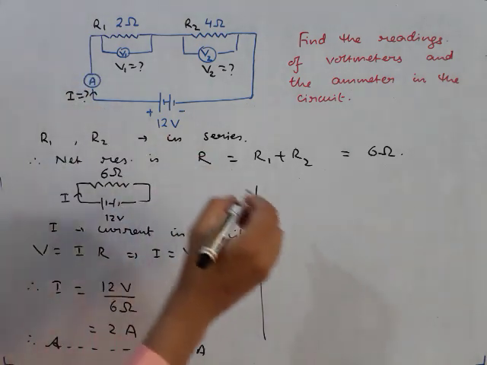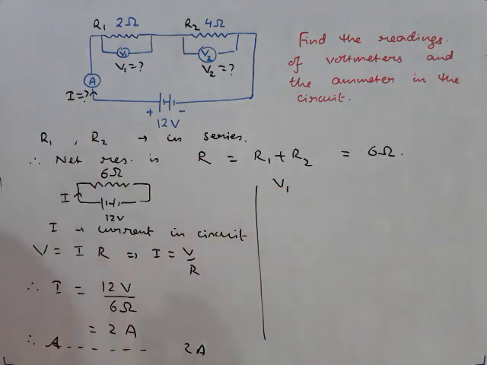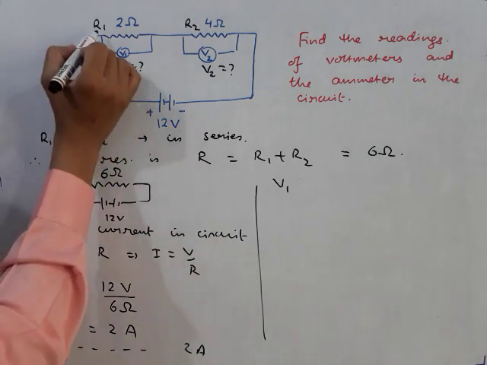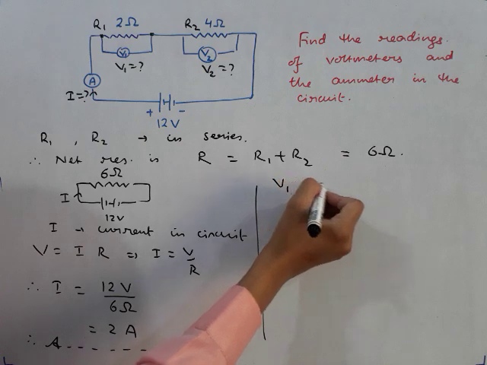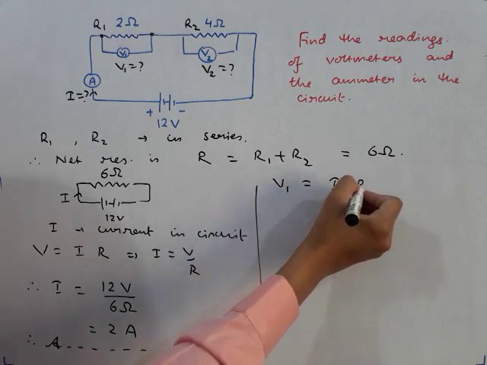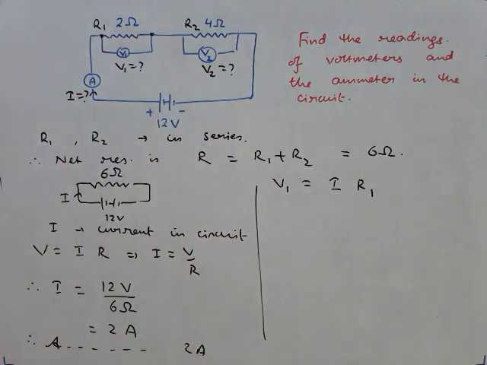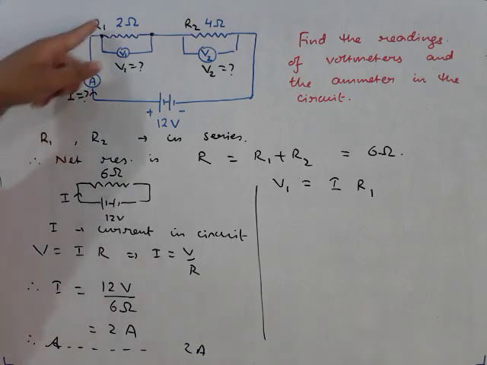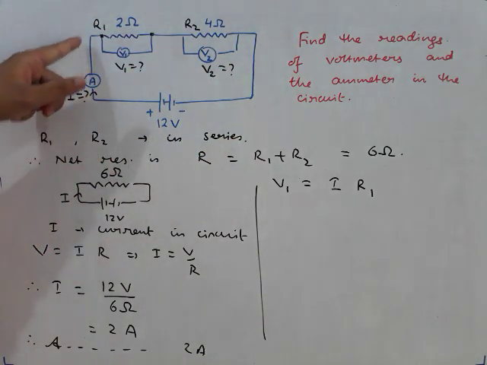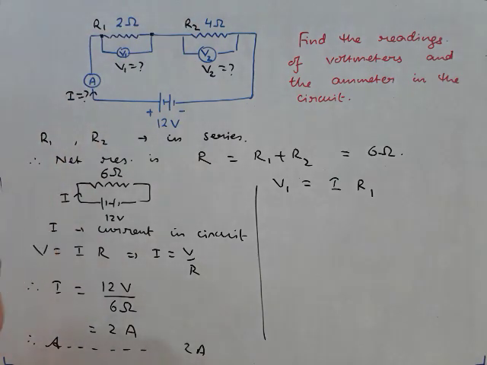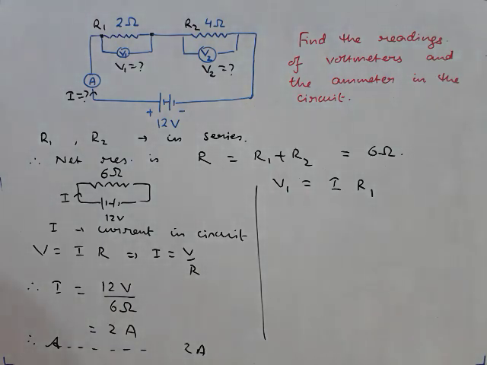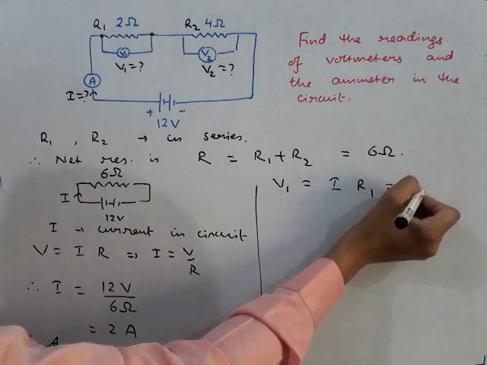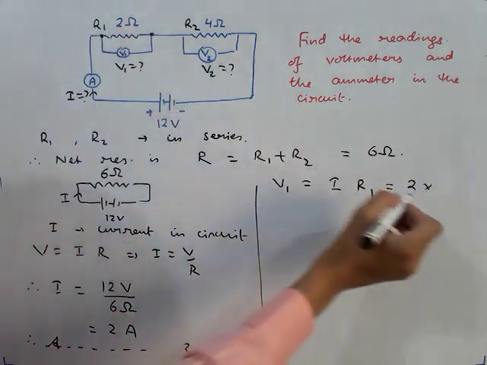Now the voltmeters. First we'll calculate V1. V1 is the potential difference across the 2 ohm resistance, that is R1. So you use Ohm's law. V1 is equal to current into resistance. We have already seen that in series combination, at all the points in the circuit, the current remains same. The current will be same through 2 ohm and through 4 ohm, and that will be same as I. I we have found 2 ampere. So this becomes 2 into R1. What is the value of R1? 2.